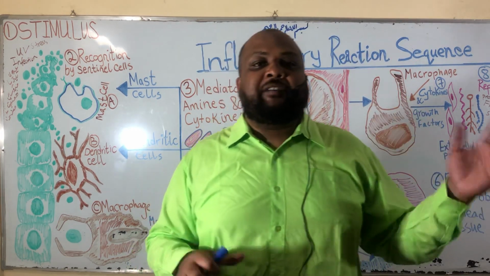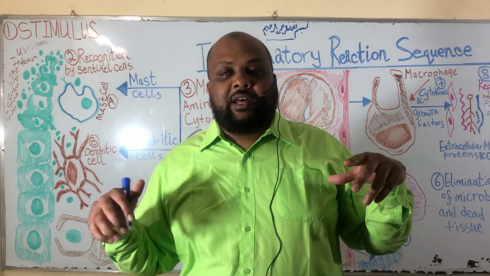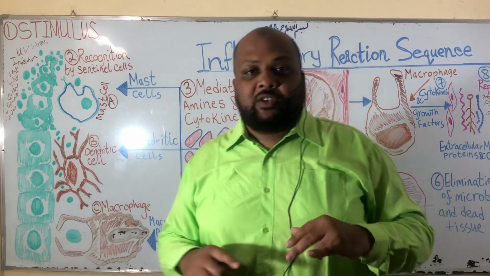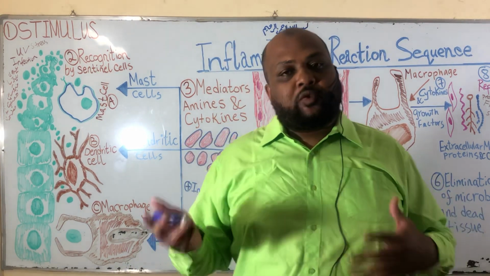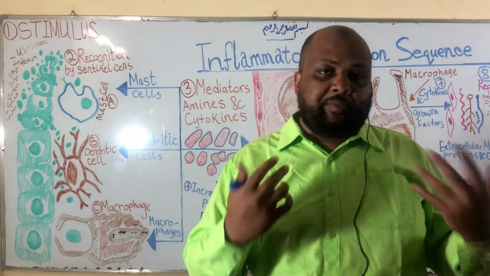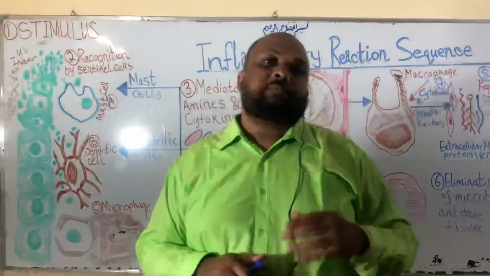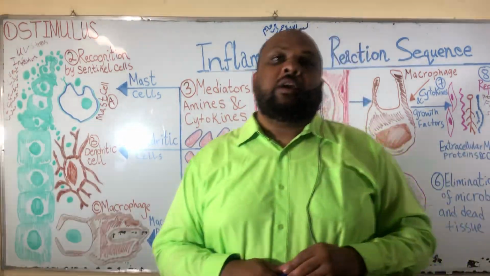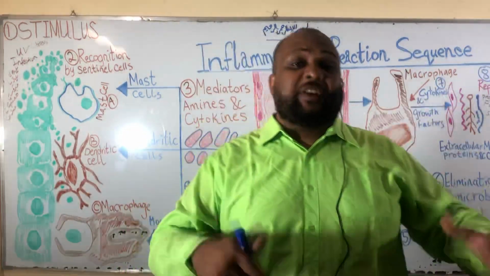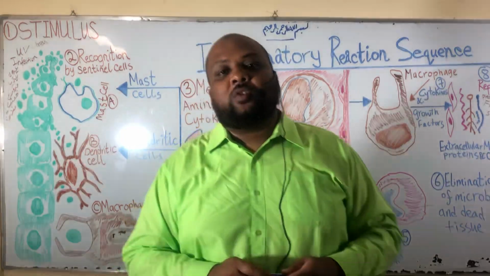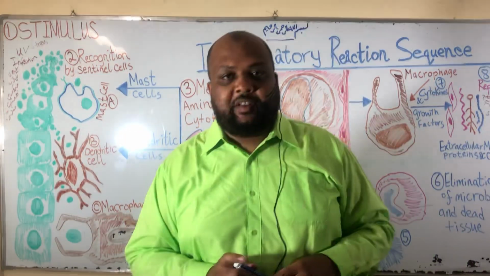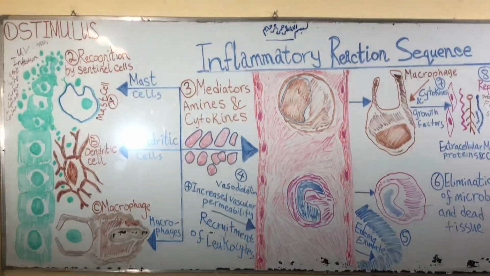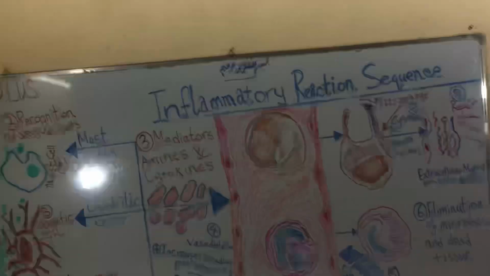And the next step after that is either resolution, as we mentioned, where the cells will go right back to normal, or there will be healing by fibrosis or scarring, or then we could progress to a more intense, more severe phase of inflammation, and that is chronic inflammation. So now let's go through the diagram step by step. So let's see what we have here.